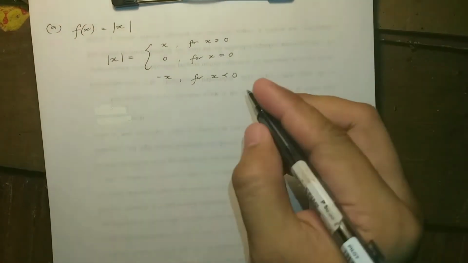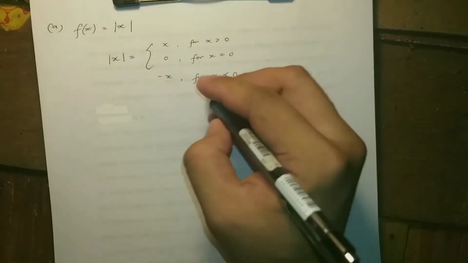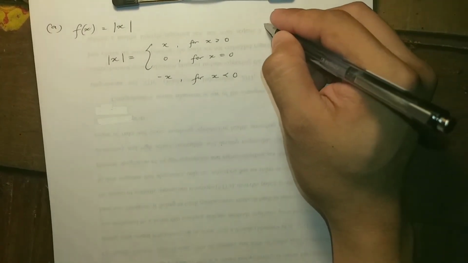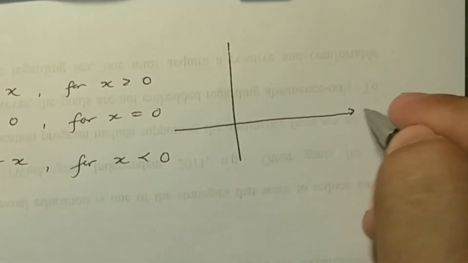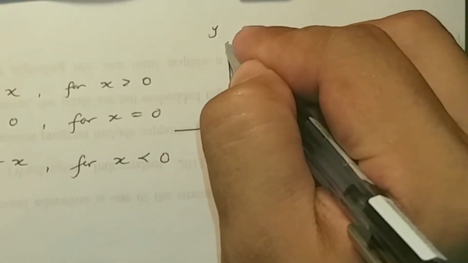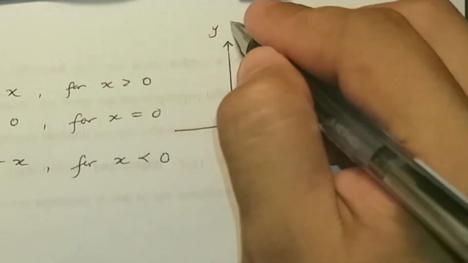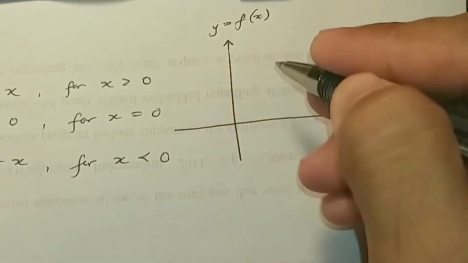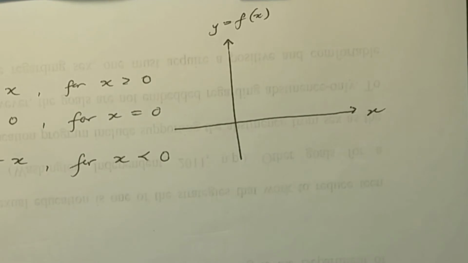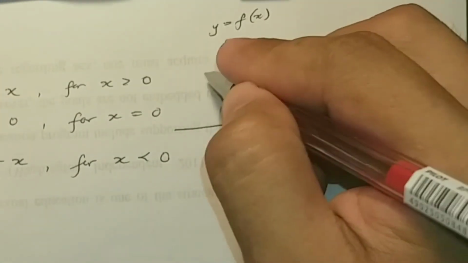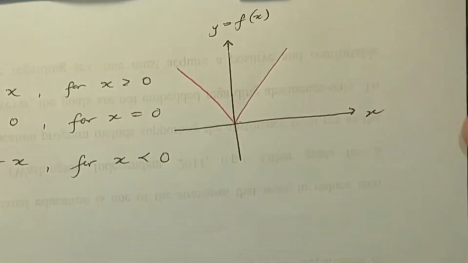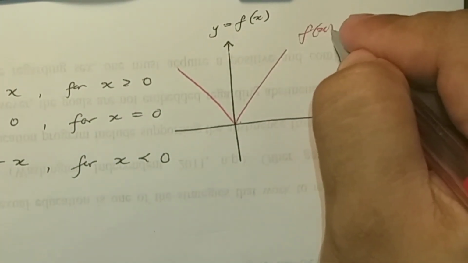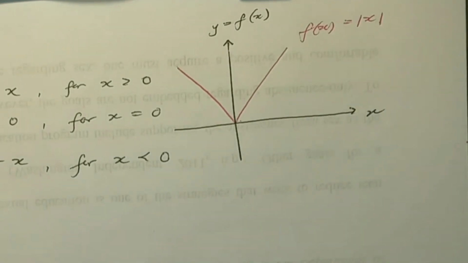To further analyze the function, let us graph it. So we have, this is x and y, which is f of x. So our function looks like this. So this is f of x equal to absolute value of x.